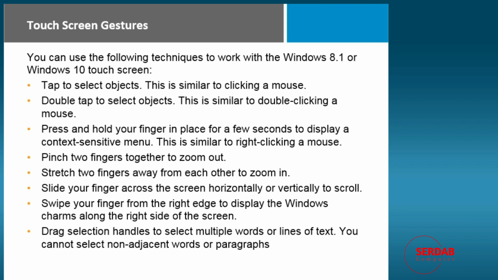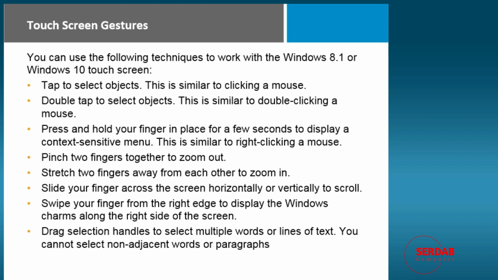If you want to select something, it's very similar to double clicking. You just tap twice. It'd be tap, tap. If you want to display a context-sensitive menu, you want to press and hold for a few seconds. That's equivalent to the right click. So for a right click, you're going to tap, but you're going to hold it there.